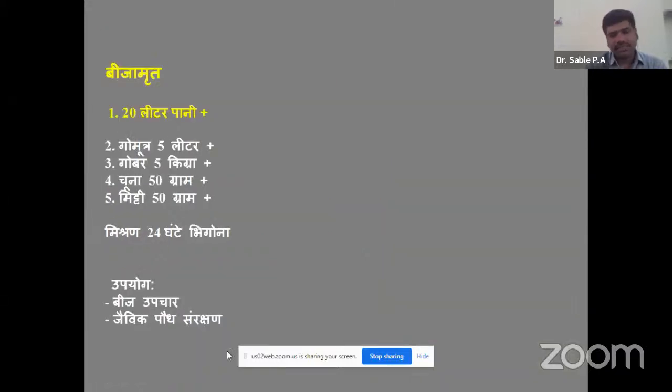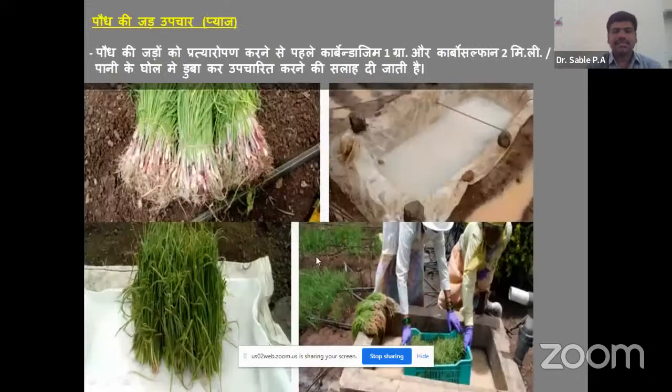Then this is Bijamrut for seed treatment. Bijamrut can be prepared using 20 liters of water, 5 liters of urine, 5 kg of cow dung, 50 gram of agriculture lime and 50 gram of virgin soil. After 24 hours of soaking, this can be used as a seed treatment directly. And this is the seedling treatment: dipping of the onion seedlings in carbendazim 1 gram per liter of water and carbosulfan 2 ml per liter of water. After dipping, transplanting should be done in order to avoid the entry of pests and diseases in the main field.